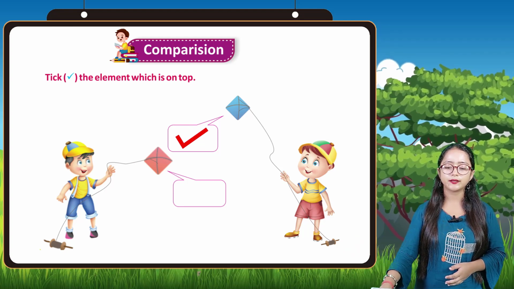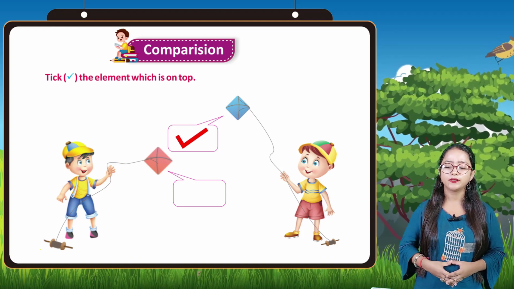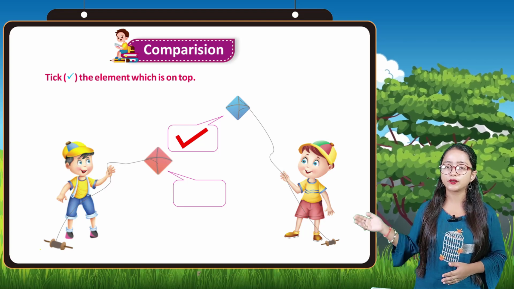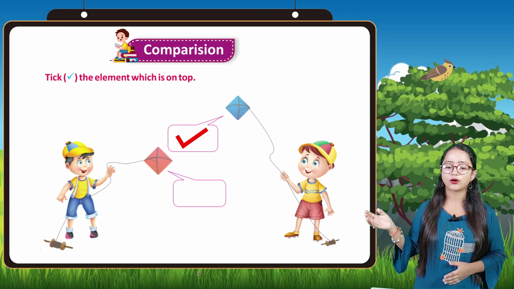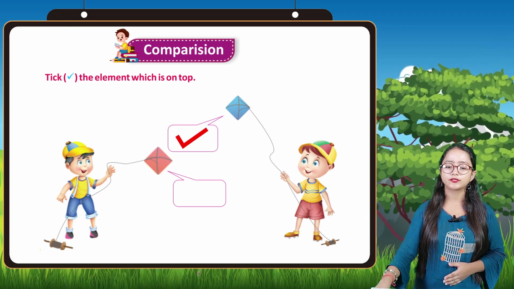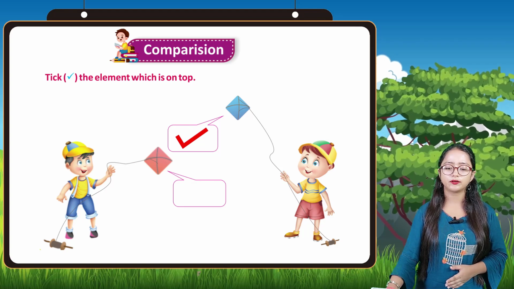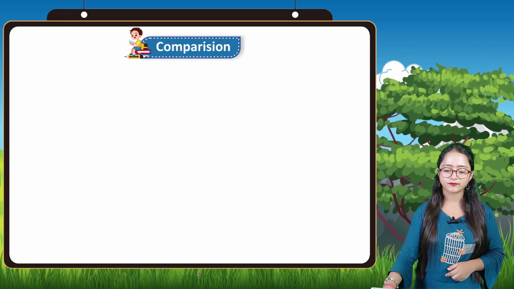Now take the element which is on top. So you have to take the element which is on top. So you can see that there is blue kite and red kite. The blue one is on top, whereas the red one is on bottom. Okay. So tick the blue one and cross the bottom one.